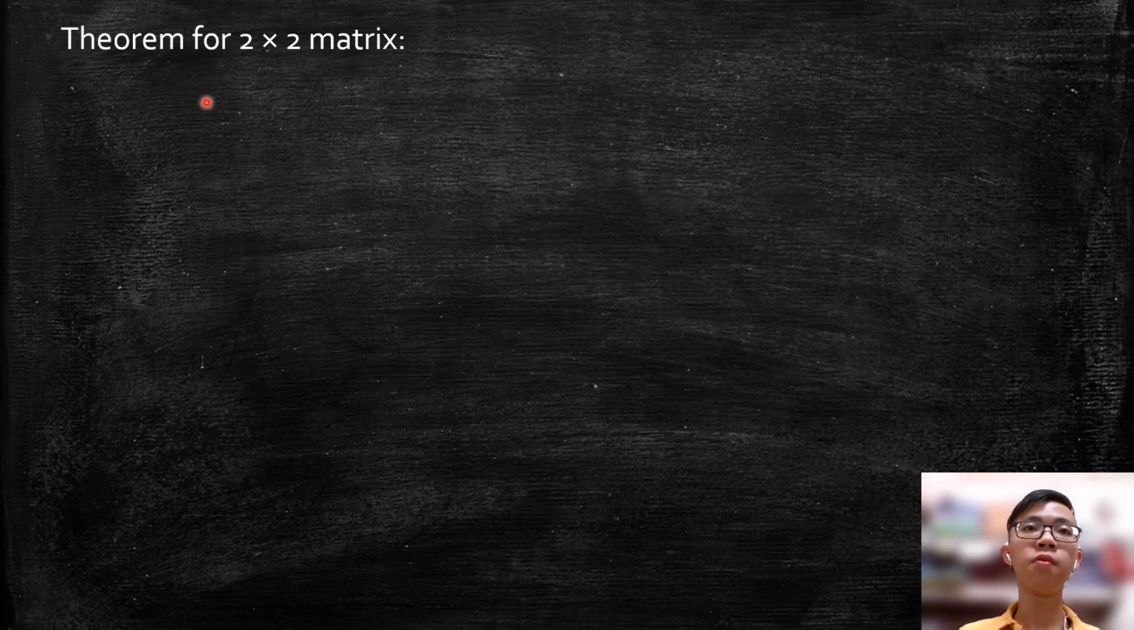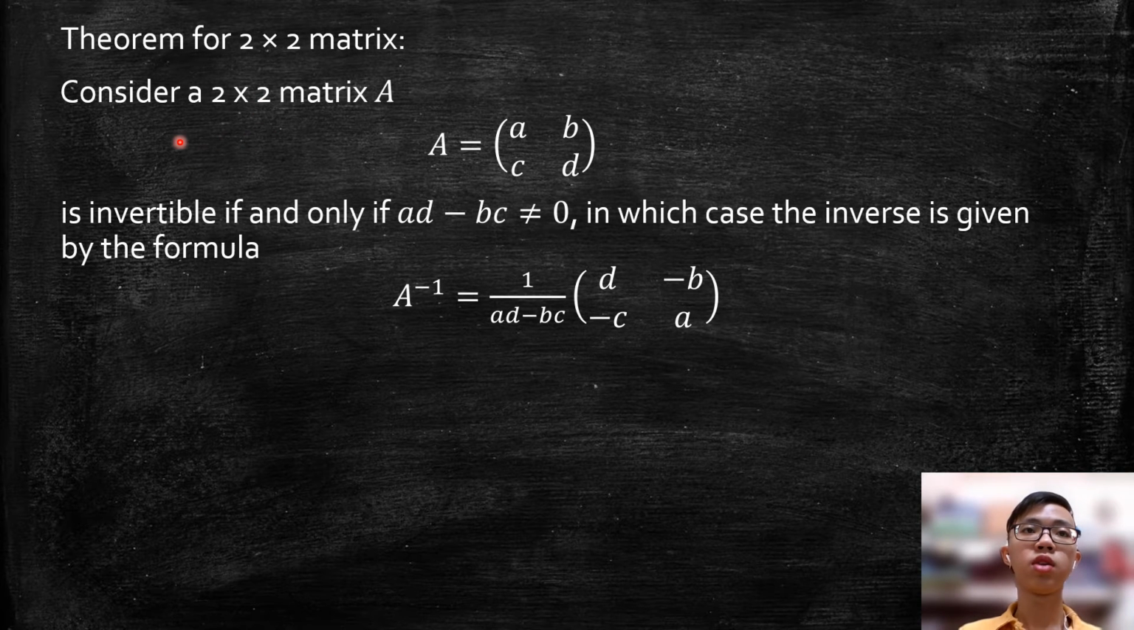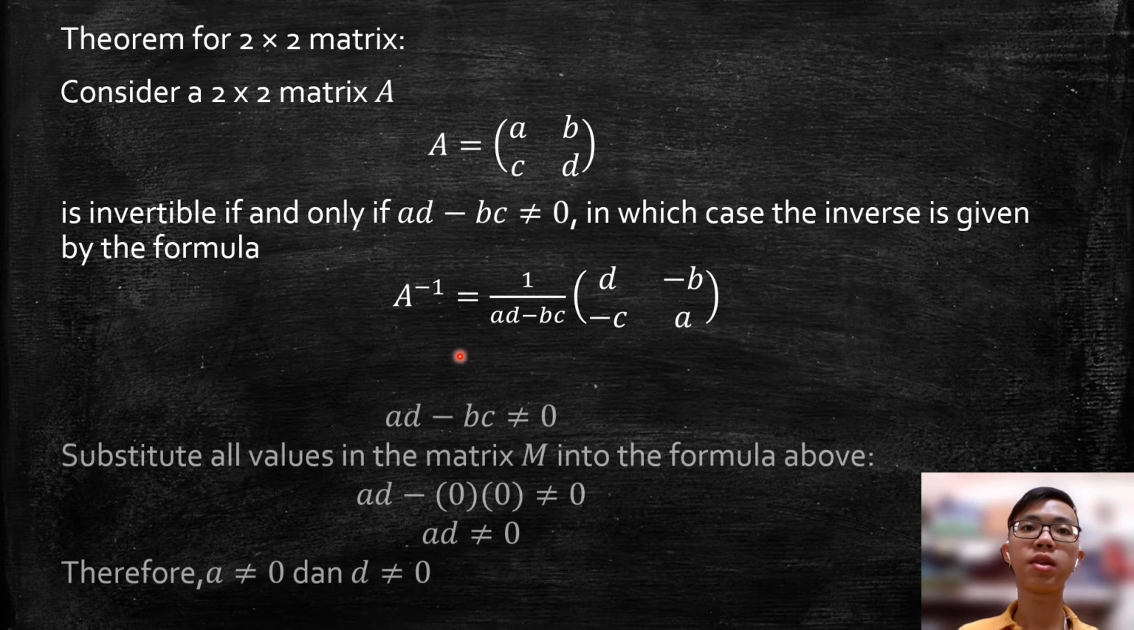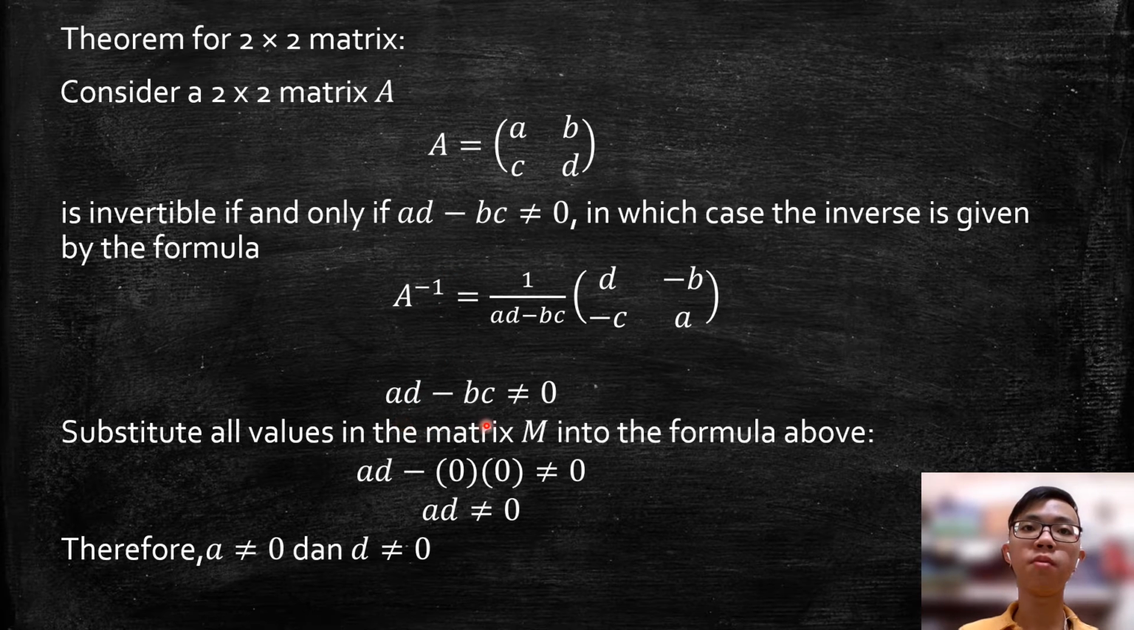So here's a theorem for 2 times 2 matrix. So let's say we have a 2 times 2 matrix A like this. And this matrix is invertible if and only if AD minus BC not equals to 0, in which case the inverse is given by the formula as shown. So that means for a 2 times 2 matrix has inverse, AD minus BC, or we call determinant, cannot be 0. So same for M. So this is the formula in the theorem.